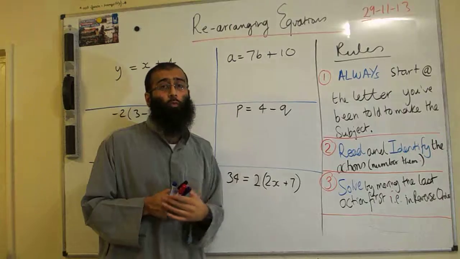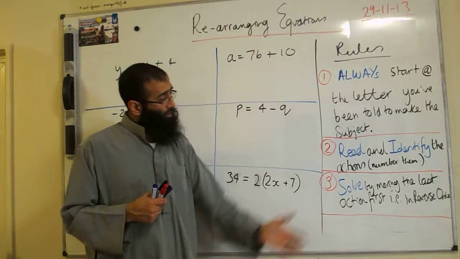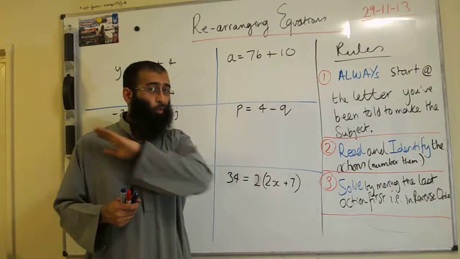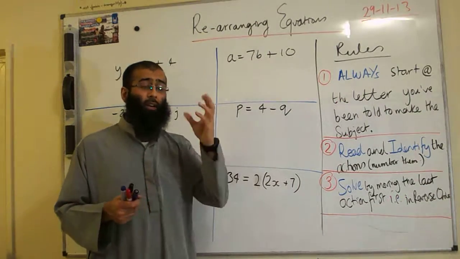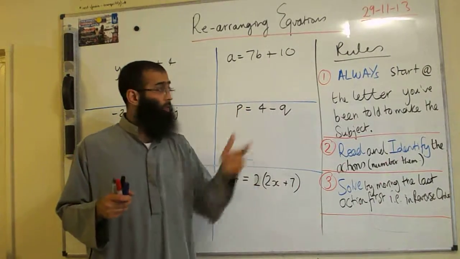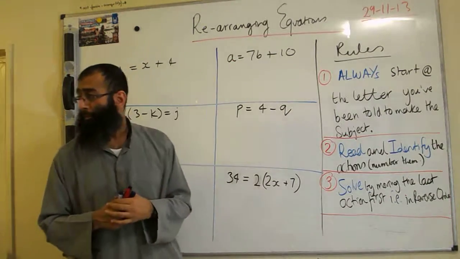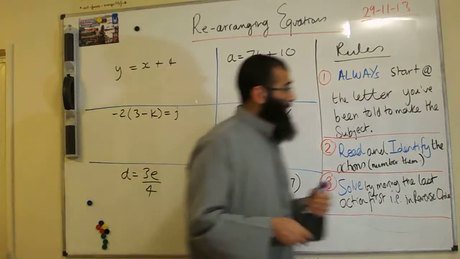Now let's start off first of all with some basic house rules. If you follow these basic house rules, inshallah you'll get all the questions correct, whether they have 1 step, 2, 3, 4, 5 or 6 steps in them. As long as we follow these nice basic rules, inshallah we should get the right answer every time. Now, let's have a look at the first rule.